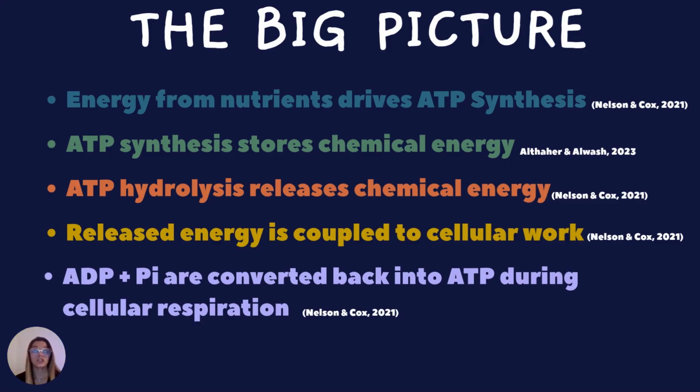Energy from nutrients drives ATP synthesis, again shown in green to show that it's a continuous cycle. Then ATP stores that energy as chemical energy. ATP hydrolysis then transfers that stored energy to cellular work. And finally, ADP and inorganic phosphate are regenerated into ATP, allowing the cycle to repeat. The constant color coding helps students recognize that each of these individual steps is part of one continuous energy coupling cycle.